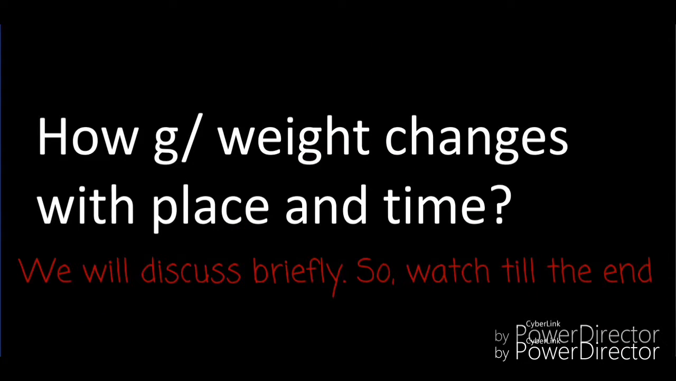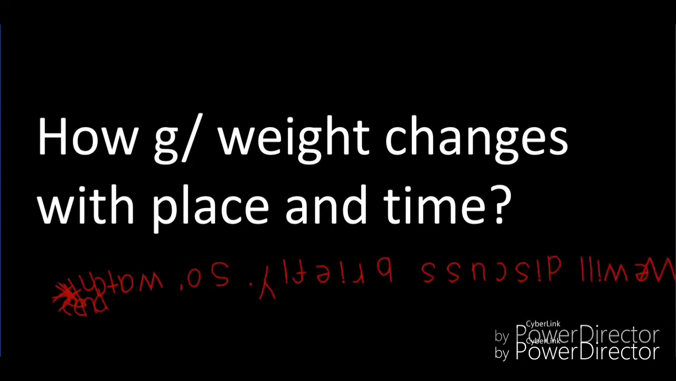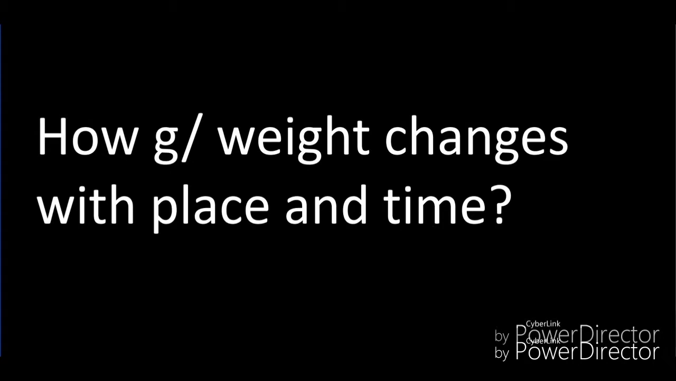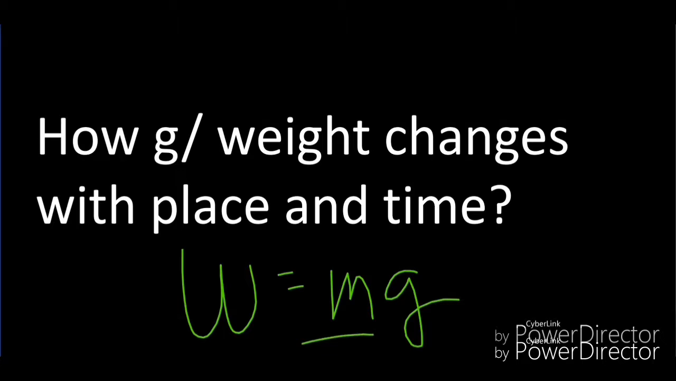Friends, in this physics related video, we'll learn how g or weight changes with place and time. So why did we compare g and weight? Because we know that weight w is equal to m times g, and as m is a constant, the weight only depends on the gravitational acceleration, the small g, and that's why if g changes, the weight also changes with place and time.